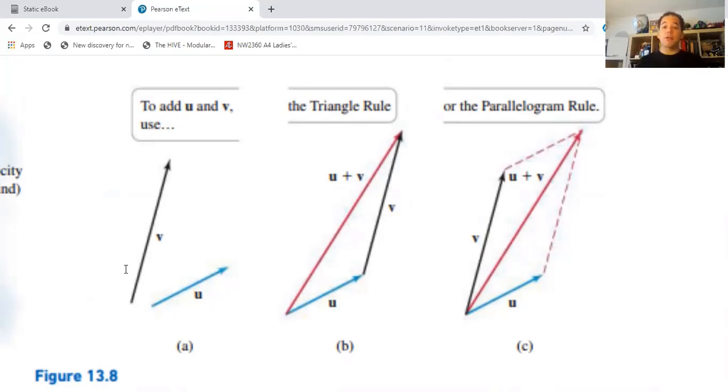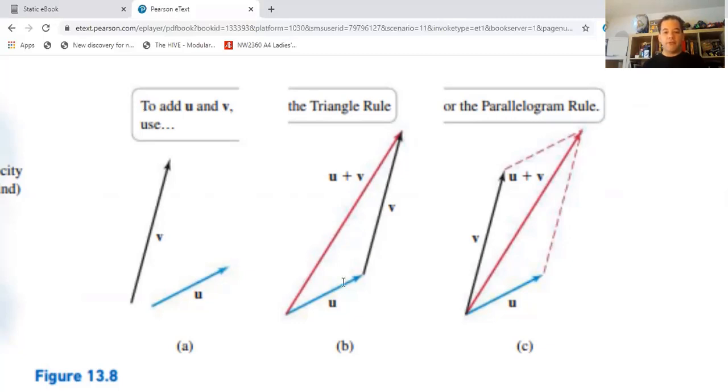And what we want to know is what is the vector u plus v, right? What happens when we add those two vectors? How can we find the answer to that? And there are two ways we could do it. We could do it with the triangle rule or the parallelogram rule, and they're about the same. And so here's, for the triangle rule, this is what you do.